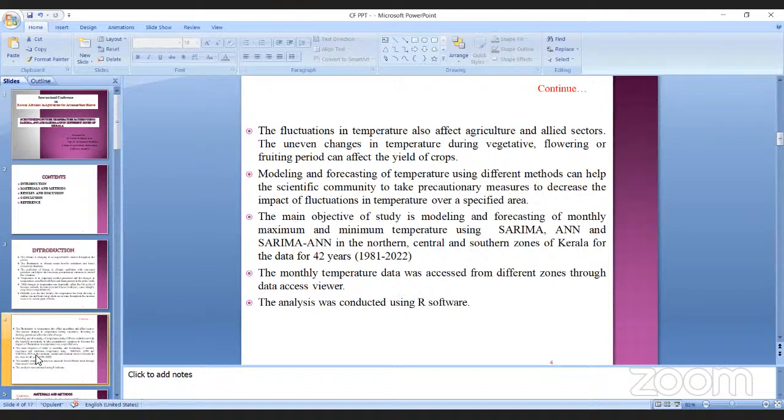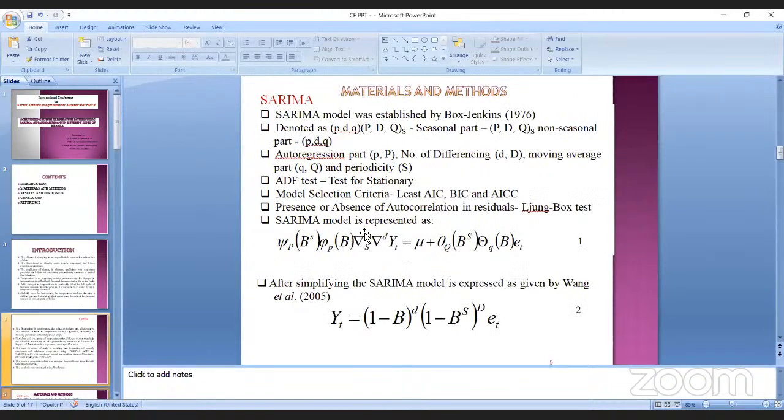Under this, the main objective of the study is modeling and forecasting of monthly maximum and minimum temperature using SARIMA, artificial neural network, and SARIMA-ANN in the northern, central and southern zones of Kerala. For 42 years of data, 1981 to 2022, the monthly temperature data was accessed from the data access viewer for the different zones, and the analysis was conducted using R software. So this is the method. First is SARIMA.